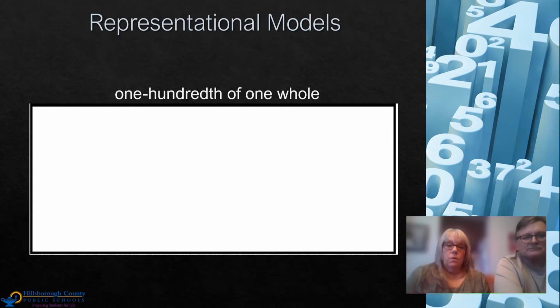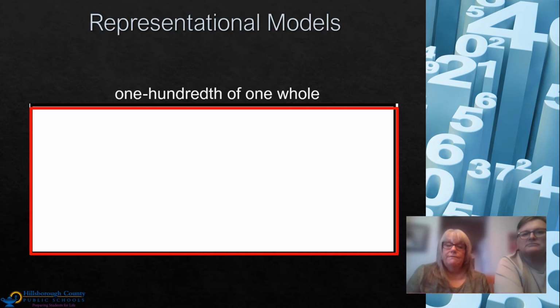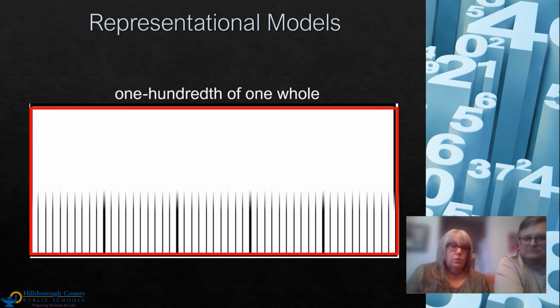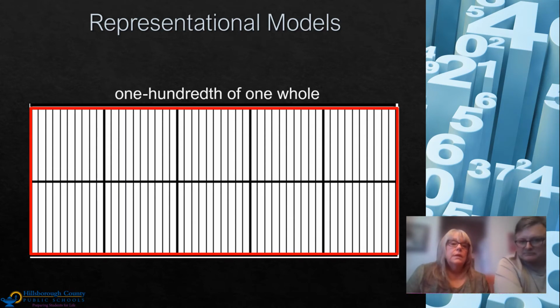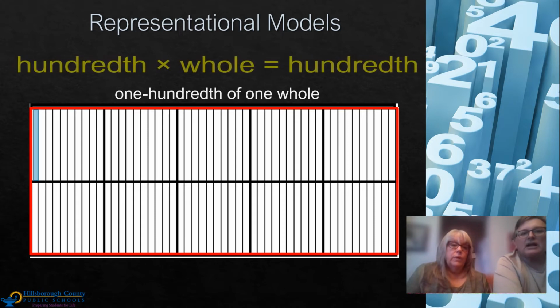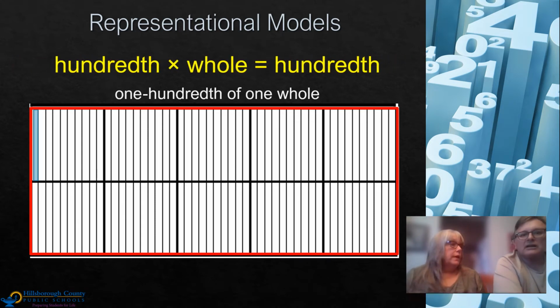100th of one whole. Again, I want to model my whole first. I need to find 100th of this whole. So in order to do that, I have to break this into 100 equal parts. I find one of those 100 equal parts. And when I multiply 100th times a whole, I get 100th. Are you starting to see some patterns, Daryl? Yes, I'm seeing patterns here, and I can see an anchor chart being generated as students start this kind of reasoning. Exactly, to anchor their thinking.